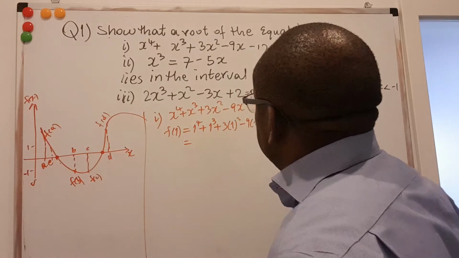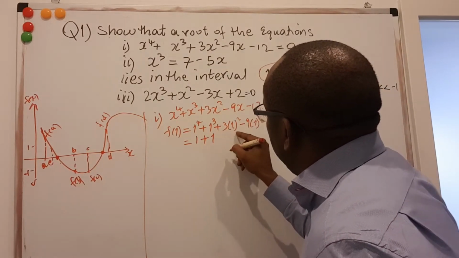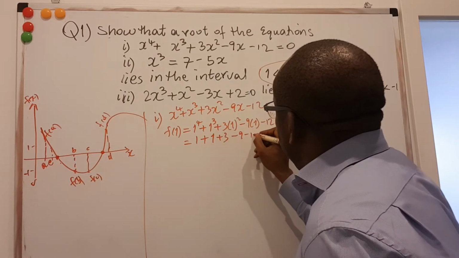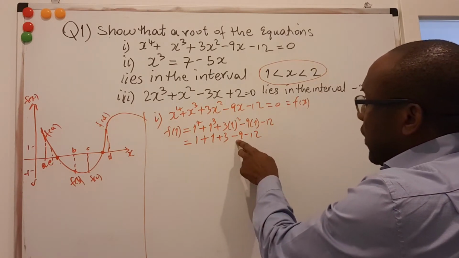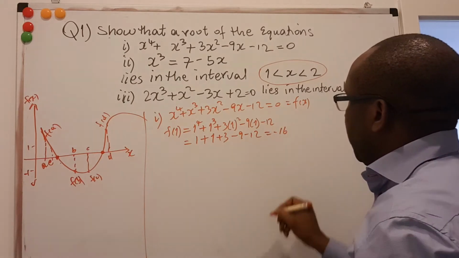If I check that, then 1 to the 4th power is 1, plus 1 to the 3rd power is 1. 3 times 1 is 3. Minus 9 times 1 is minus 9, minus 12. If I sum this, I get 5. If I subtract 5 from this, I get minus 4, and that gives me minus 16.